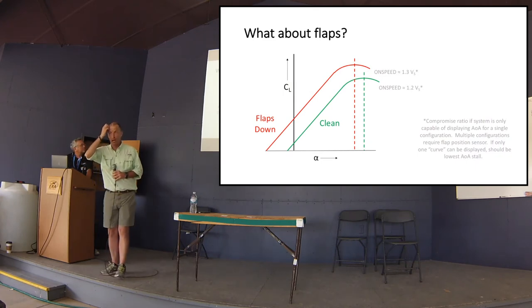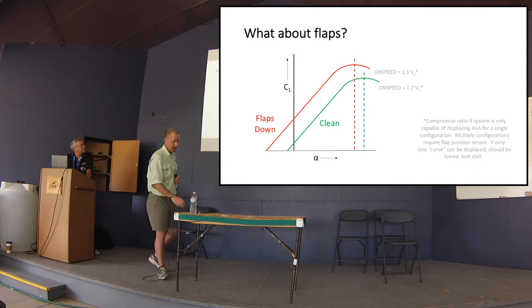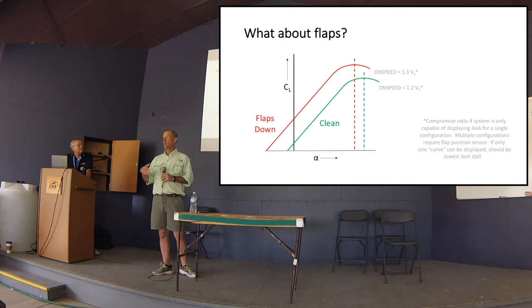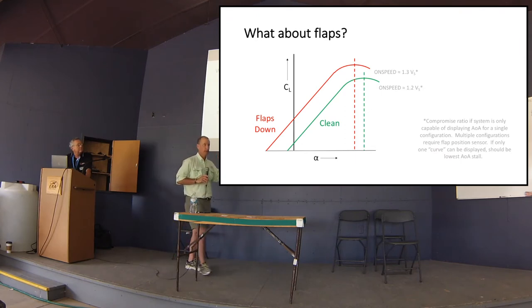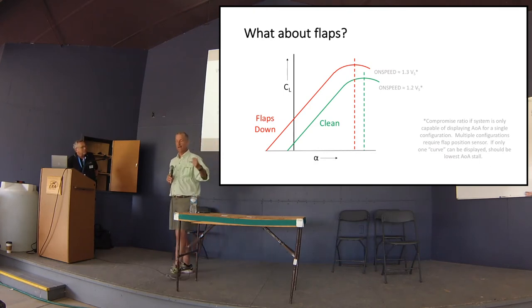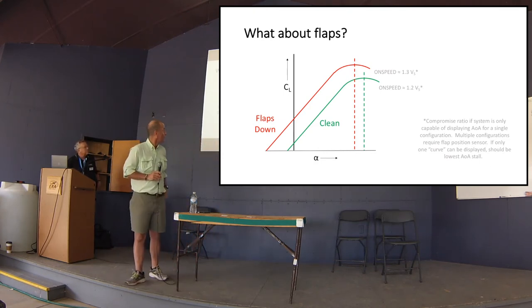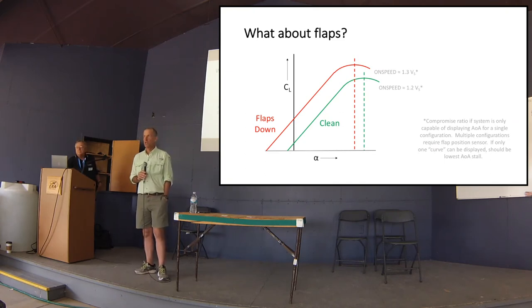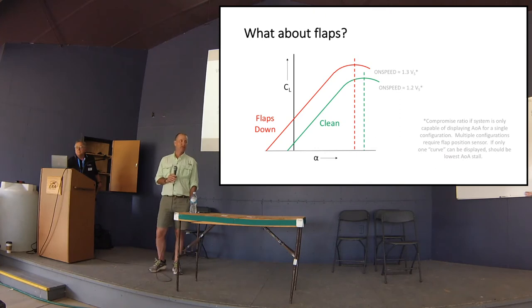Alright, so the next question becomes, well, what about flaps? Well, yeah, we love flaps. Okay. If you remember from your pilot training, flaps actually affect the actual angle of attack the airplane stalls at. Remember that? So if you put the flaps out, it stalls at a lower angle of attack, but a higher coefficient of lift, so we actually get more lift. Alright? So that means technically if you have a system that displays angle of attack, on-speed is going to vary depending on your flap position. Everybody with me so far?